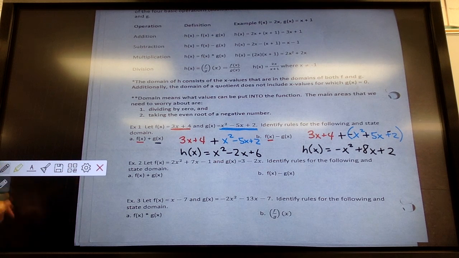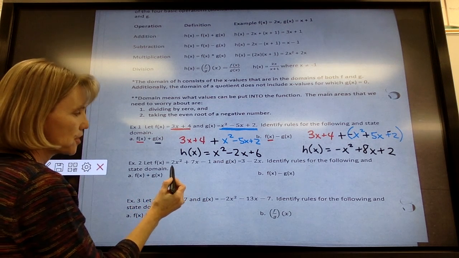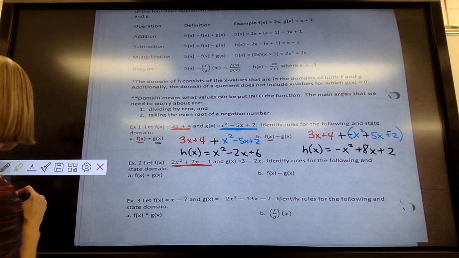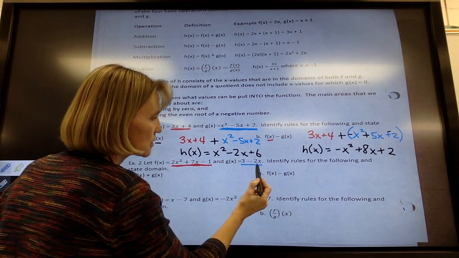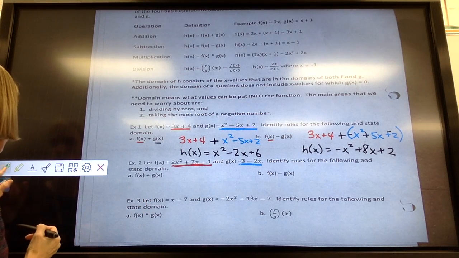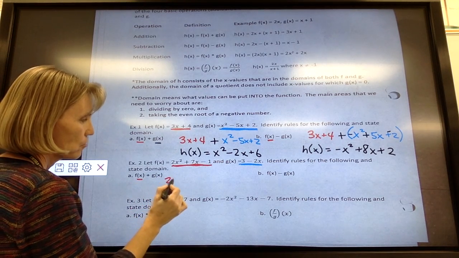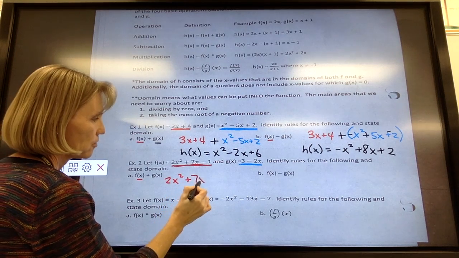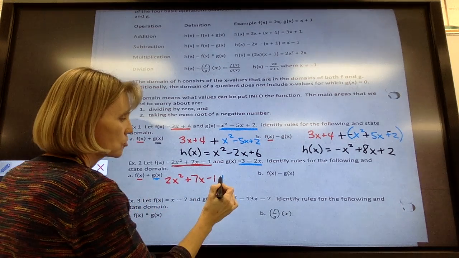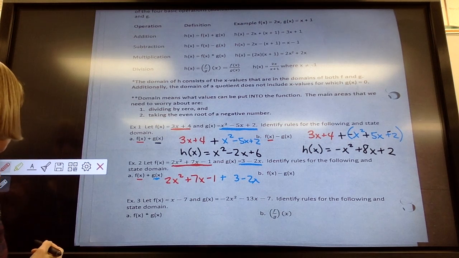Okay, let's try that again. You've got new functions to deal with. So we're going to say f of x is now 2x squared plus 7x minus 1, and g of x is 3 minus 2x. I want to add those two functions together. So I'm going to start with f of x, 2x squared plus 7x minus 1. That's the f of x. I'm going to add it to the g of x. So plus 3 minus 2x. And all I'm doing is combining my like terms.